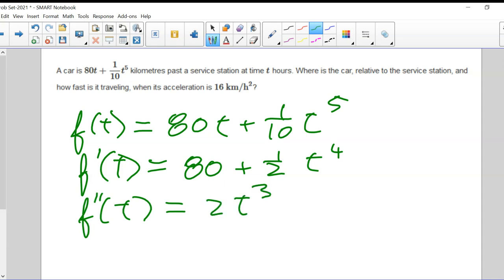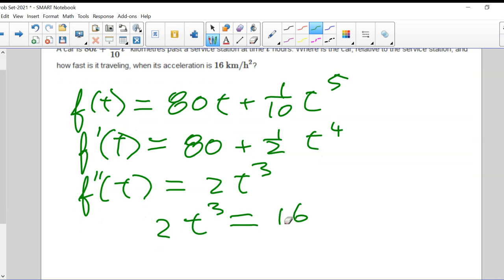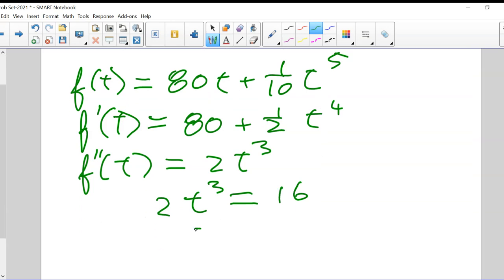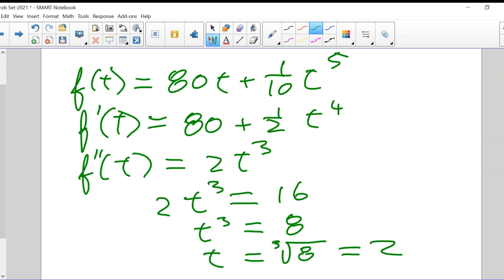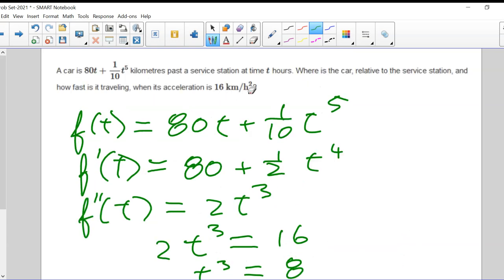I'm going fairly quickly because we're running out of time. So just make sure you can get those derivatives on your own. That's my acceleration function. And it does say when acceleration is 16. So don't put 16 in for t. Set the function equal to 16 and solve for t. Okay, so let's divide through by 2, which is 8. And let's find the cube root of 8, which of course is 2. So it means that at 2 seconds, my acceleration was 16 kilometers per hour squared.